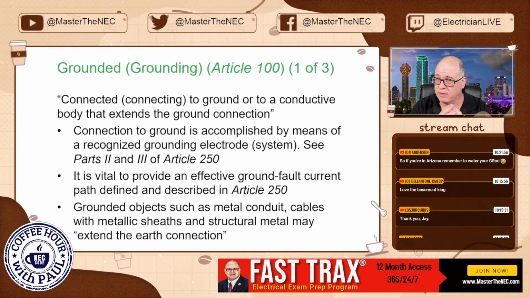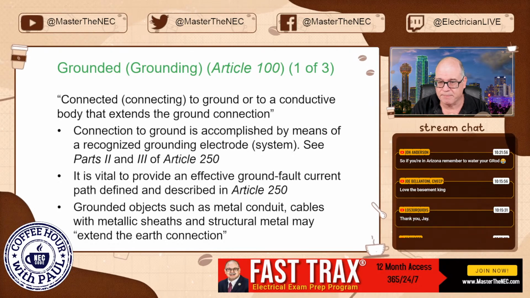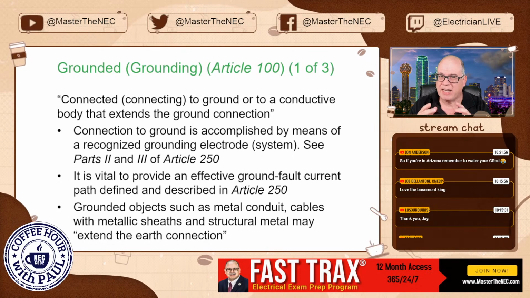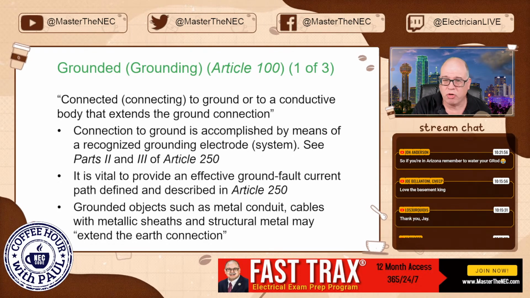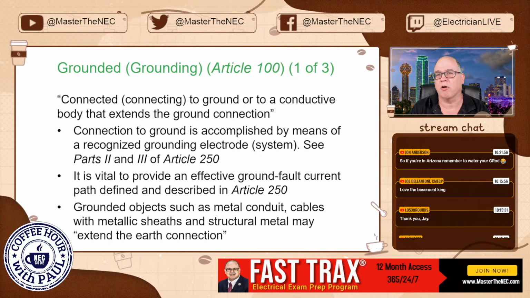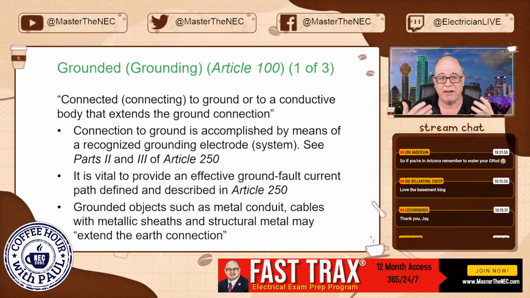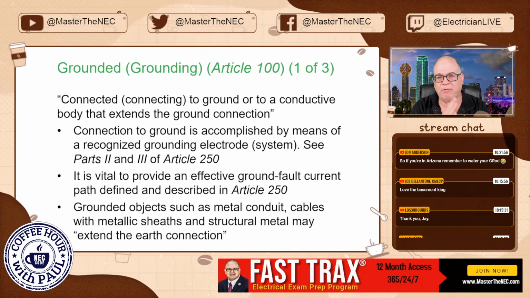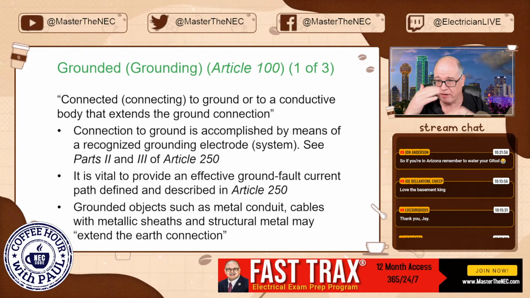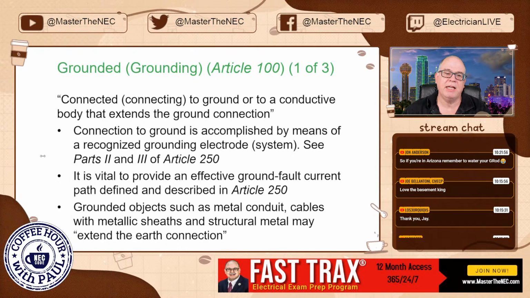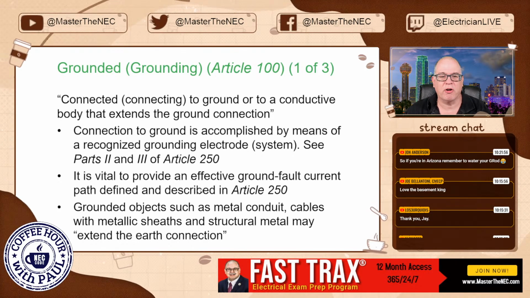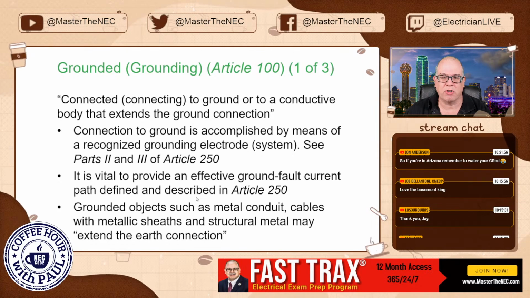So again, this isn't going to be a multi-part coffee hour, all right? It's also important to understand that the link between connecting the earth to our electrical system is through our grounding electrodes. And we have 8 types of grounding electrodes that we can deal with, okay? And that'd be 250.52, which gives you all the different grounding electrodes, okay? It is vital to provide an effective ground fault current path, defined and described in Article 250.